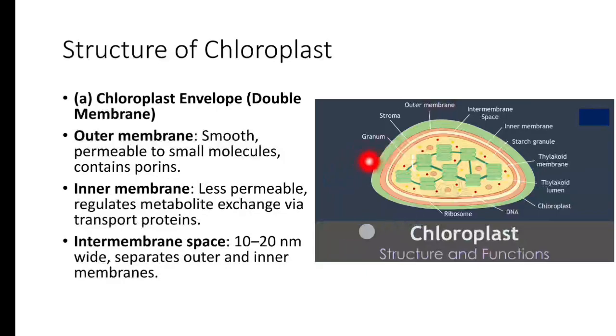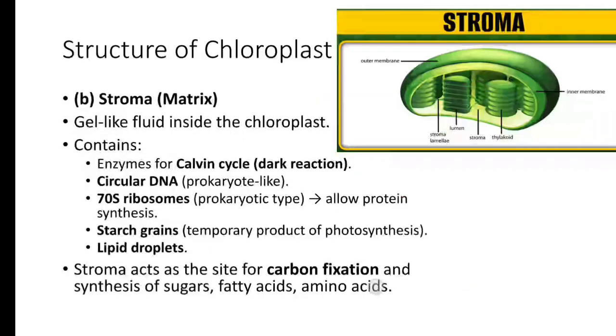Any molecule can cross the primary membrane, which means the outer membrane, irrespective of charge, polarity and size. But the inner membrane is highly regulated and less permeable. Only selective molecules can diffuse inside the inner membrane. And there is also the intermembrane space. This space is approximately 10 to 20 nanometers wide, and it separates the outer and inner membranes of the chloroplast. So this is about the structure of the chloroplast with regard to the chloroplast envelope.